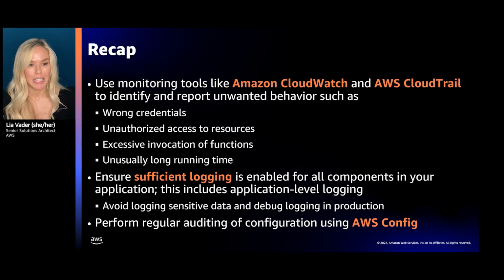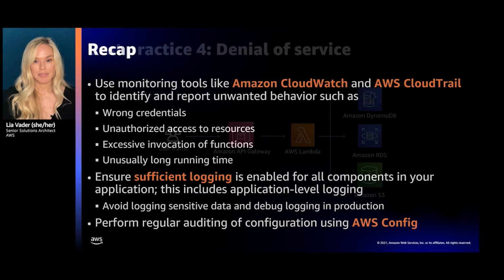So let's do a quick recap. We want to make sure we're using monitoring tools like CloudWatch and CloudTrail to identify and report on any unwanted behavior. But we also need to make sure that we have sufficient logging for all components in our application. We want to make sure we also avoid logging sensitive data and debug logging in production. And then lastly, we need to perform regular auditing of configuration using AWS Config.